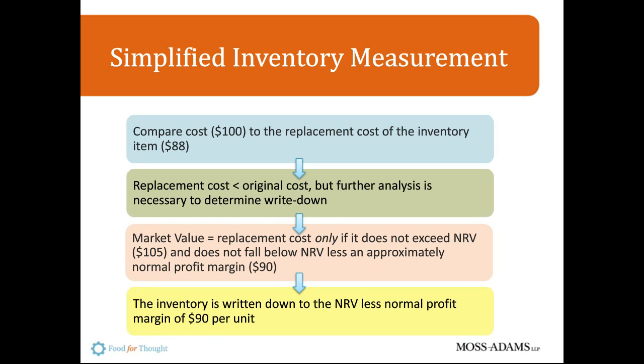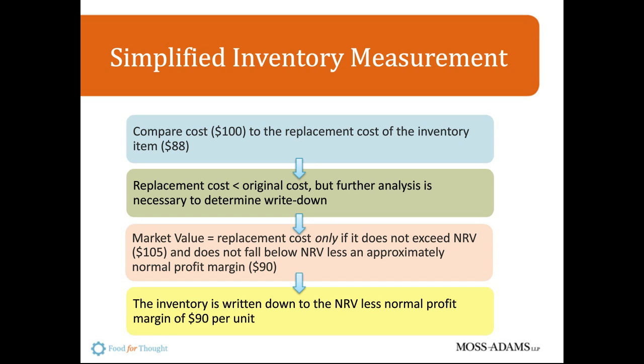So under the current standard, you would compare your cost of inventory of $100 to your replacement cost of $88. So now you can see your replacement cost is less than what it originally cost. So you know there's some kind of write-down that needs to happen, but you've got to do additional analysis to determine what that write-down is. And this is where things get slightly complicated. You've got to assess what market value is, and you say, okay, what is market value? Does my replacement cost exceed my NRV, or is it less than my NRV less an approximate profit margin?